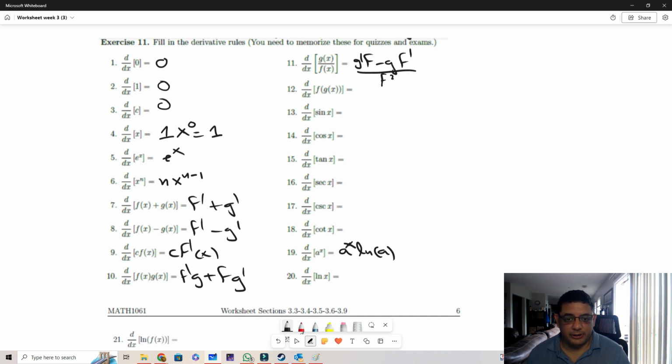Now number 12 here is just a reminder of the chain rule. The derivative of f composed with g is just going to be f prime composed with g, times g prime.